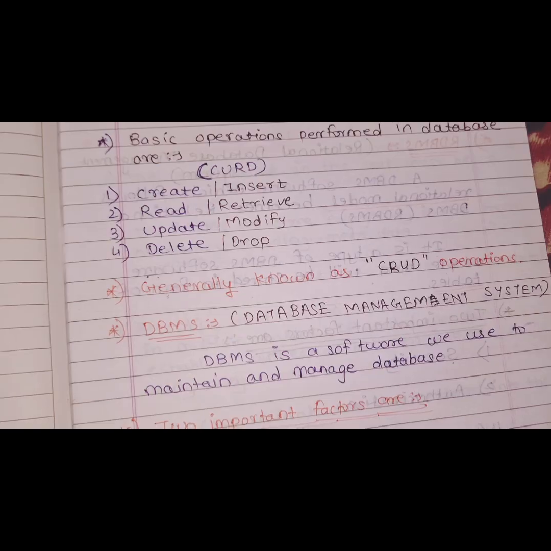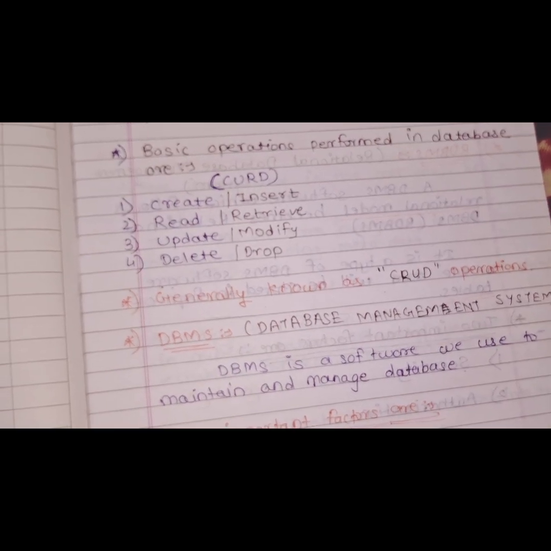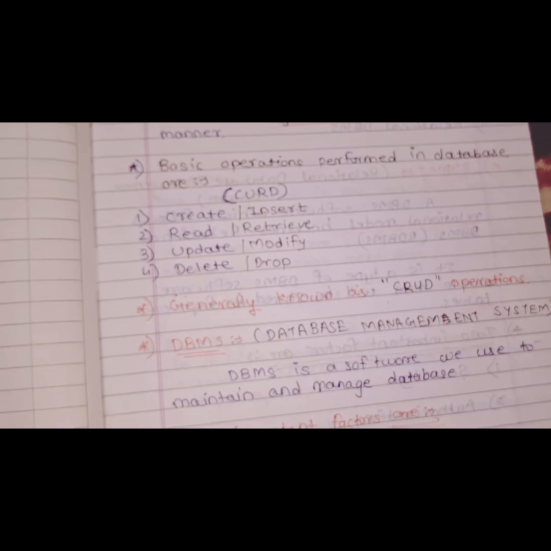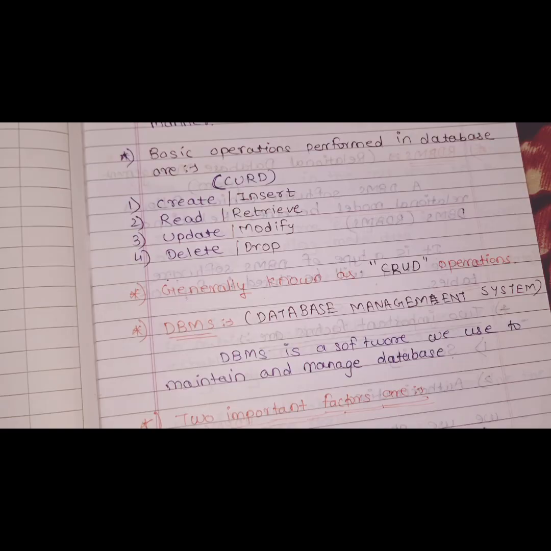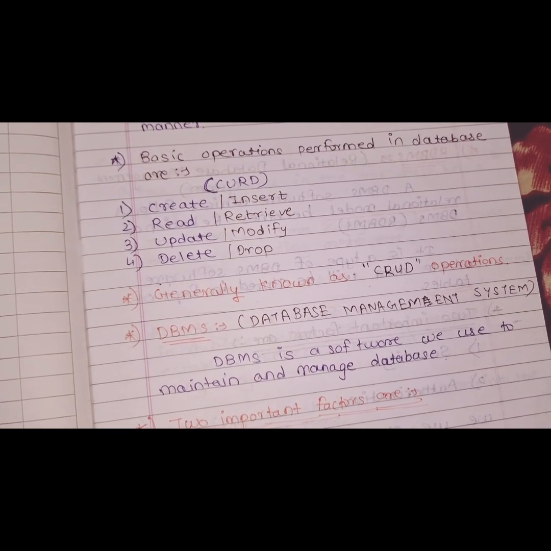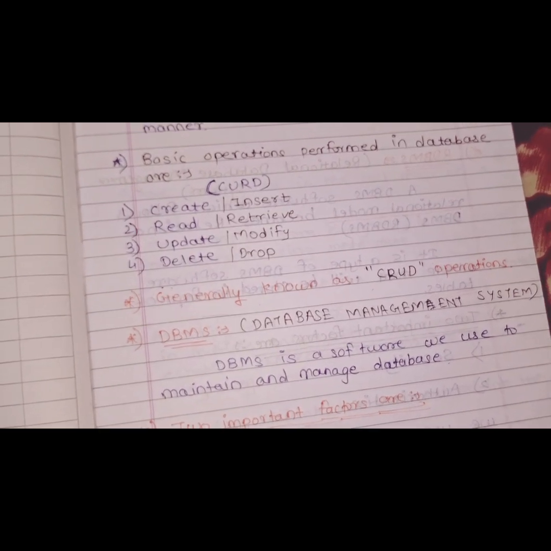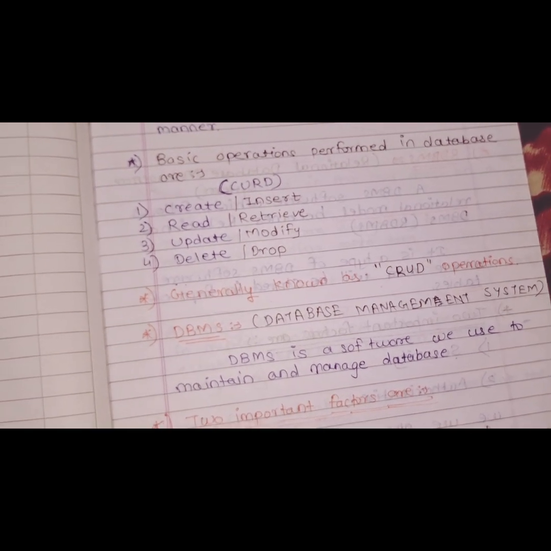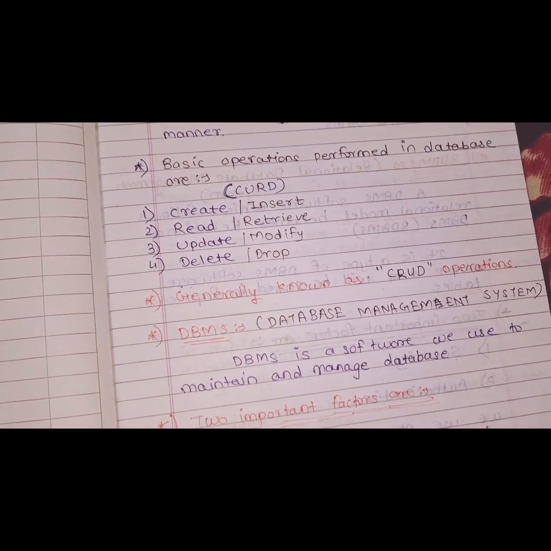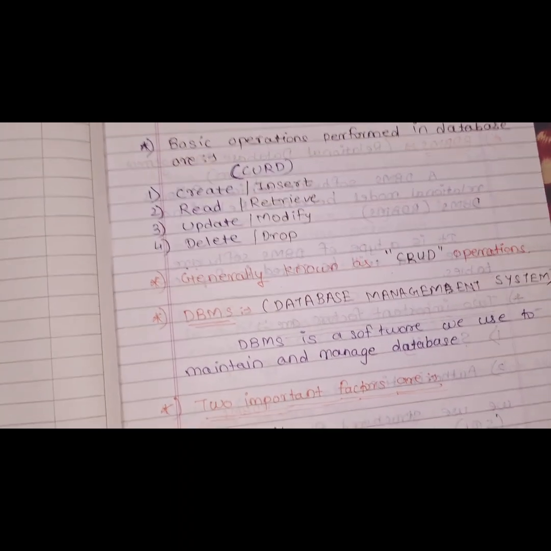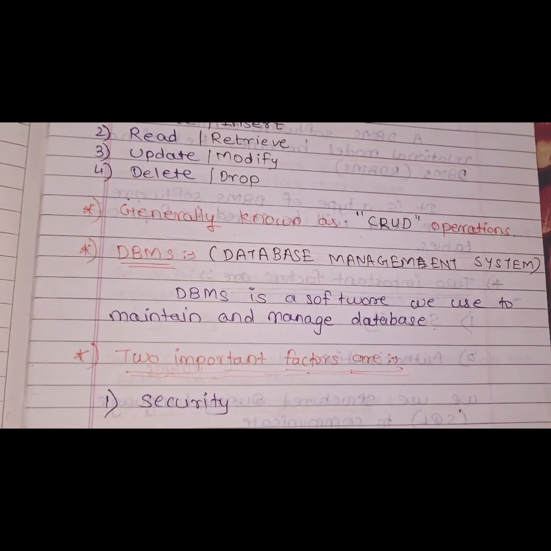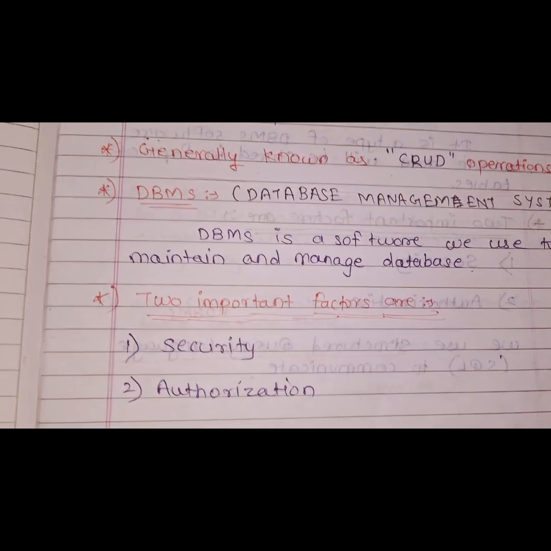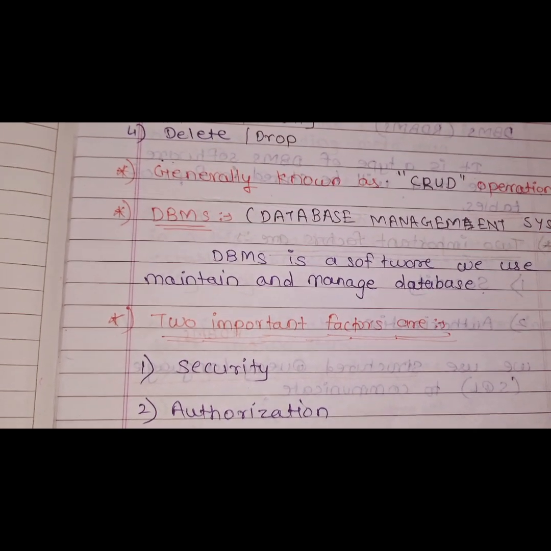What is the database? Let's suppose the name, roll number, contact number of that student I am organizing in a systematic manner, that is nothing but a database. What is the DBMS? That record, whatever data I have organized in a systematic manner, and now I am passing all that database into our software, that is nothing but a database management system. Why are we using a DBMS? This software we are using to maintain and manage the databases. Two important factors which we are using in a database are security and authorization.